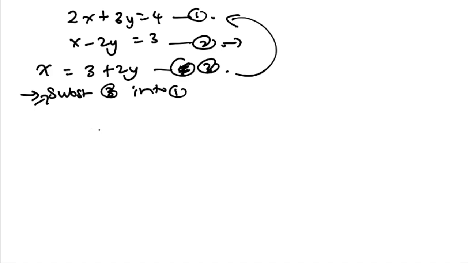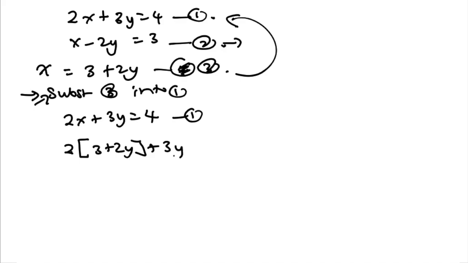Okay, so here, we have 2x plus 3y equivalent to 4 from equation 1. Substitute, then we can have 2 times (3 plus 2y) plus 3y equivalent to 4. Alright, then we simplify it further.